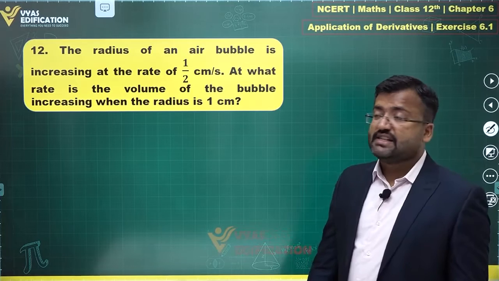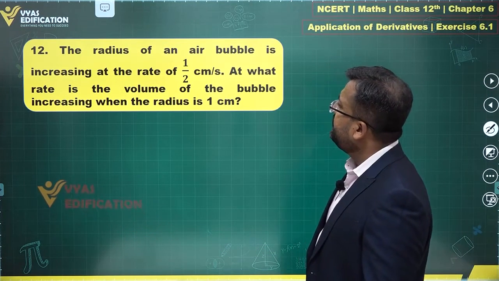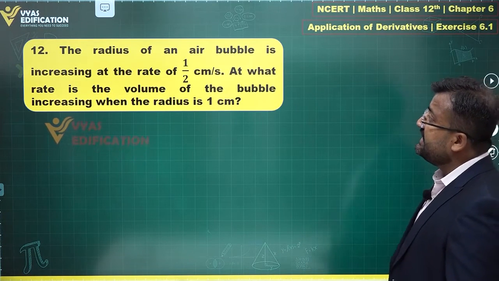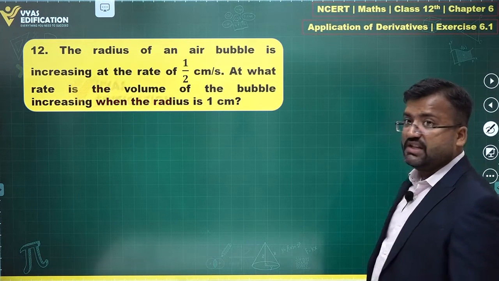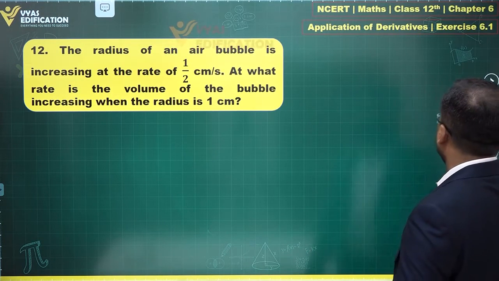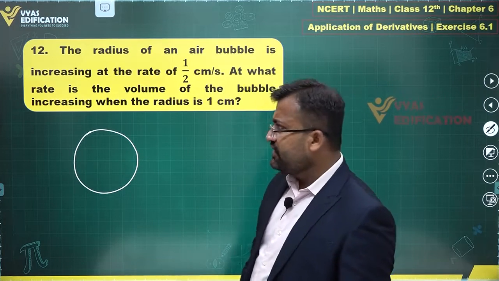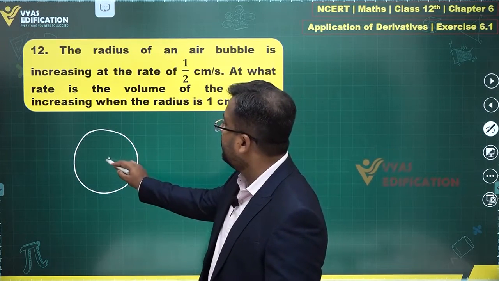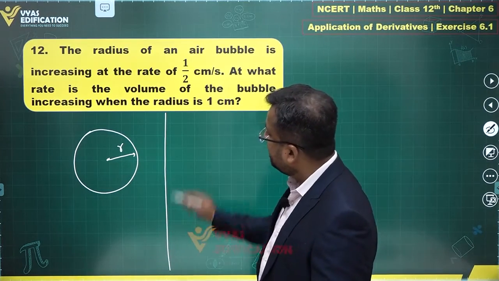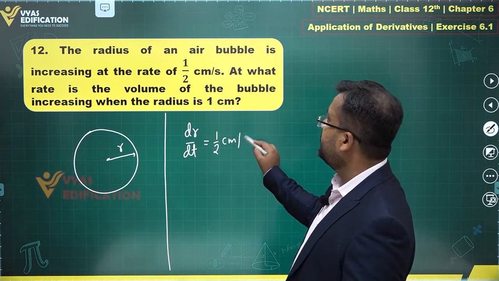The next question, 12th, says the radius of an air bubble is increasing at the rate of half centimeter per second. At what rate is the volume of the bubble increasing when the radius is 1 centimeter? So bubble, what is the shape of a bubble? An air bubble is spherical, right? It will look like this in 2 dimensions. Radius of an air bubble, let's talk about the radius. This is r, is increasing at the rate of half centimeter per second. dr by dt is equal to 1 by 2 centimeter per second.